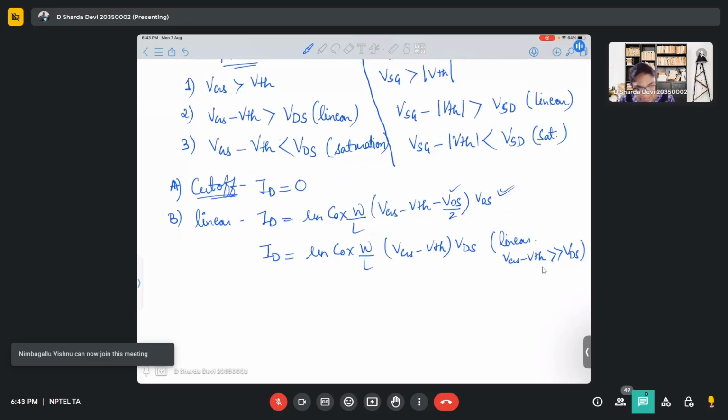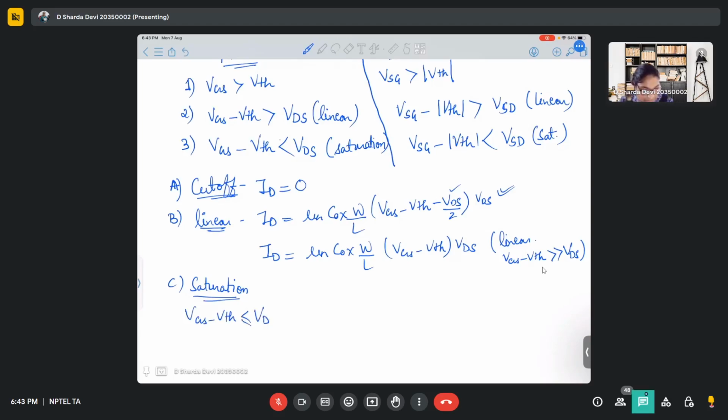So this is for linear, and C for saturation. When is the condition for saturation? When VGS minus VTH is much smaller than VDS. So this is the condition, right? At this condition, your ID is mu n Cox W by 2L times (VGS minus VTH) whole square.